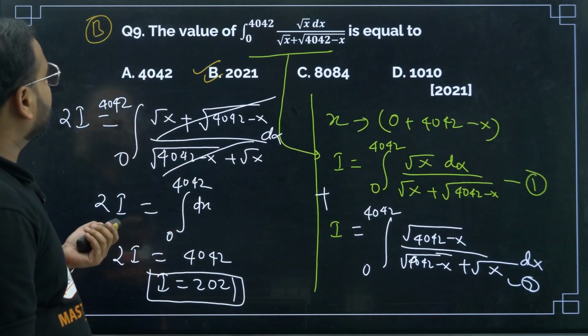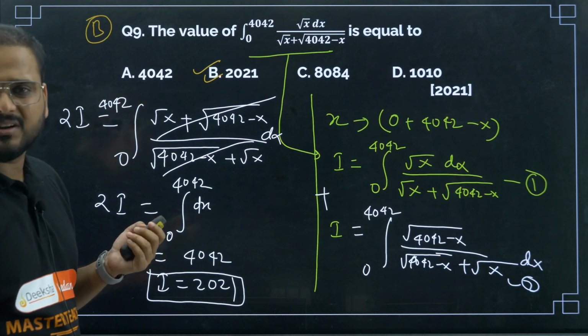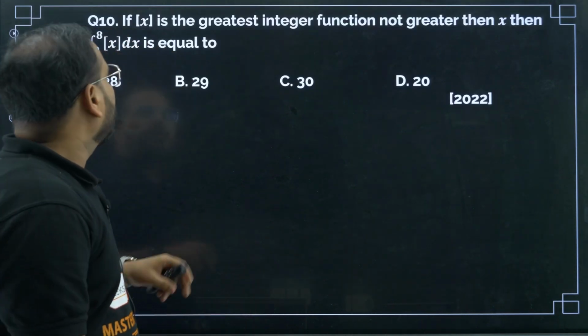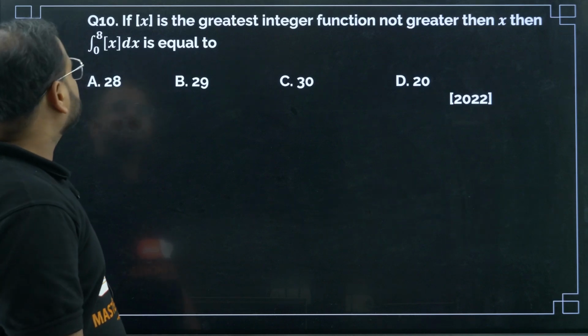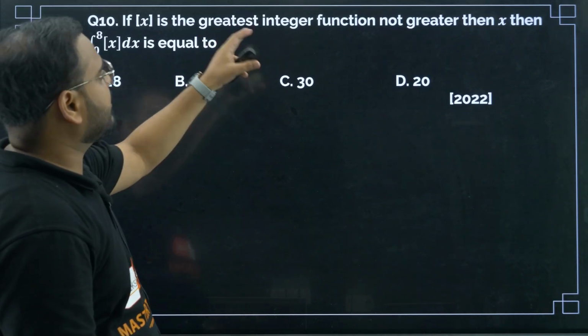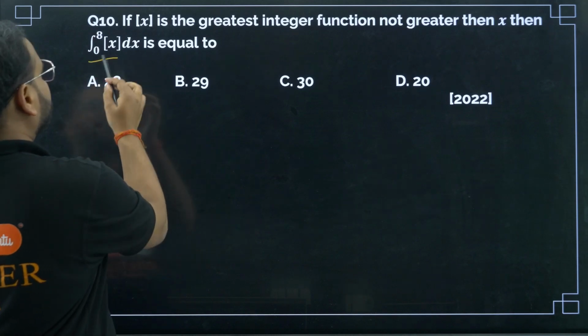All right, moving on. So question number 9, simple problem, not that difficult, I know that all of you must have got this right. Okay. Question number 10. Question number 10 is, if greatest integer of x is, okay, they have given the greatest integer function. This is the integration they have given.